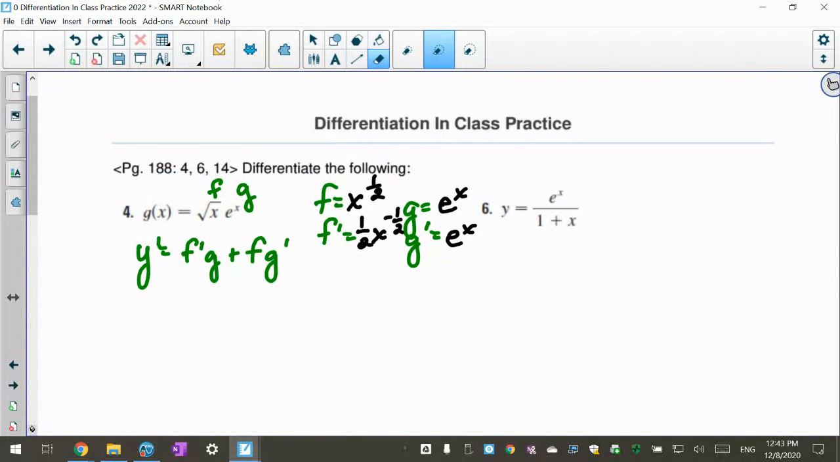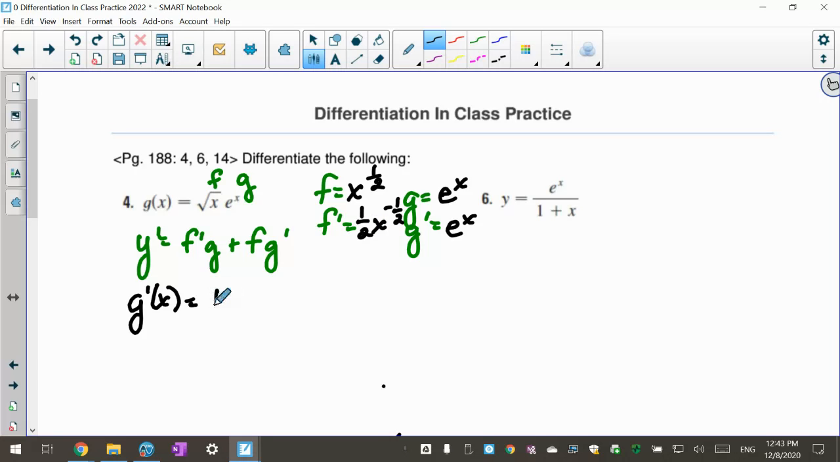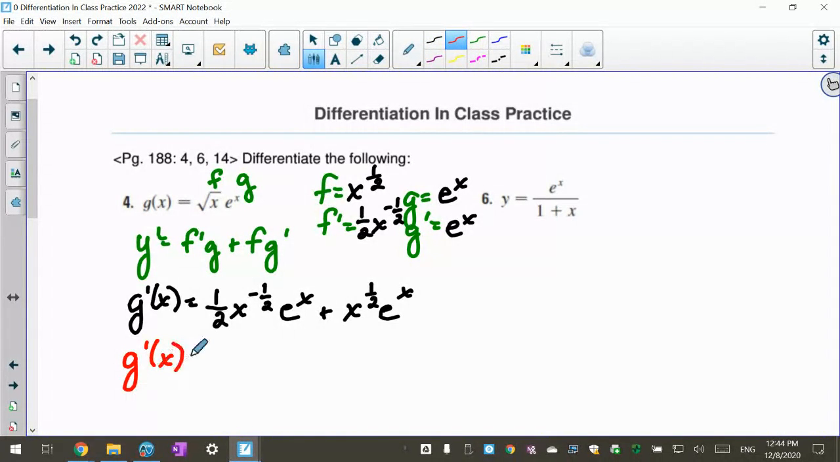What I want to do next is plug it into this formula. So now I'm going to do g prime of x, because that's what it was. It's going to be f prime g, so I'm going to do 1/2 x to the negative 1/2 e to the x, plus f g prime. So I have x to the 1/2 e to the x. And literally right there is your derivative. But I want you to write it in factored form, very important. And I want to make sure that you're comfortable with that.